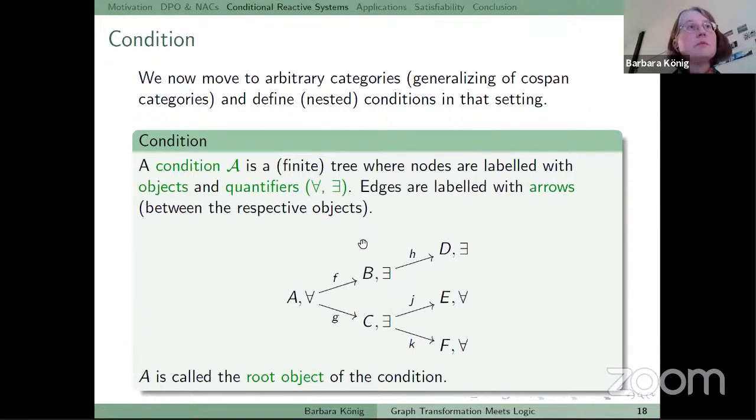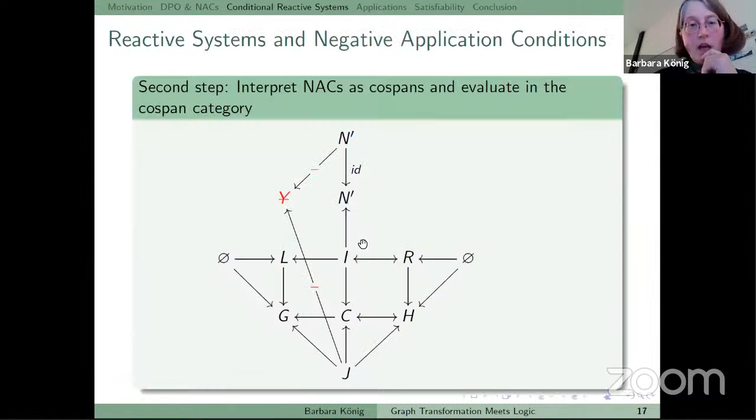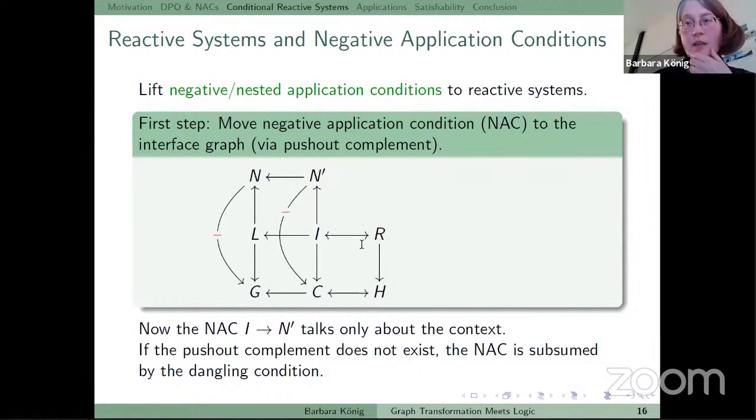Okay, let's look at this example. I see there was also a question in the chat, which says, if you put the negative condition on the interface, are you losing some expressivity? You mean instead of putting them on the left-hand side? Of course, this has to be proven. But no, you don't, because if you cannot move it to the interface, then there's something wrong with the dangling condition, and you cannot apply the rule anyway in this setting. So of course this has to be spelled out, but it's equivalent.